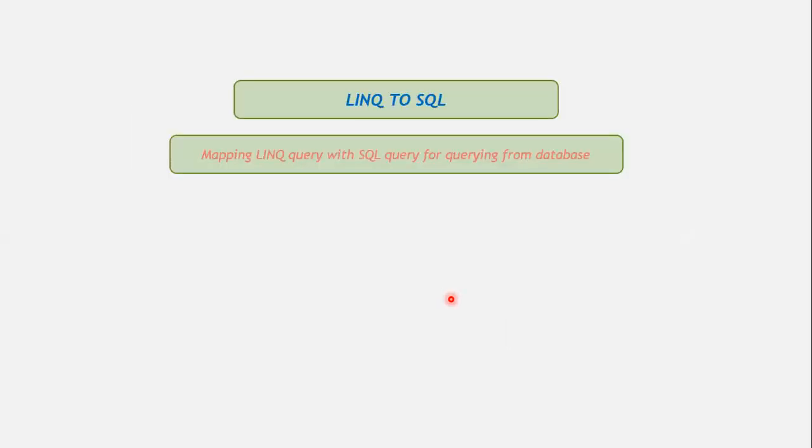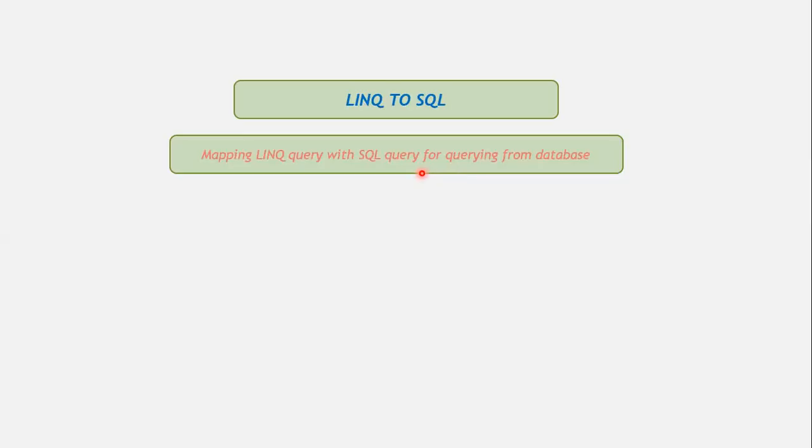Well, now we are going to discuss one other very important concept of usage of language integrated query, that is LINQ to SQL. It means we are now going to use LINQ to access the tables of a database instead of accessing the collections directly as we did in the previous slides. Here we will be using LINQ to access the tables of a particular database, and after that we may decide which columns we want to access. So this is mapping a LINQ query with an SQL query for querying from a database.